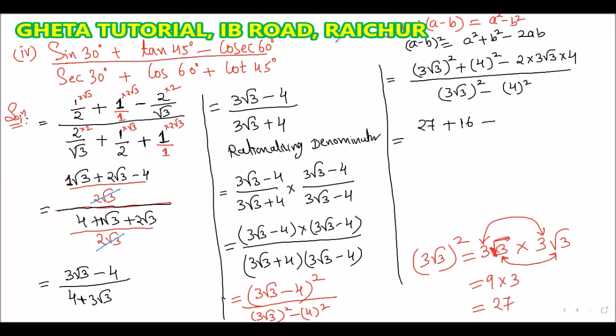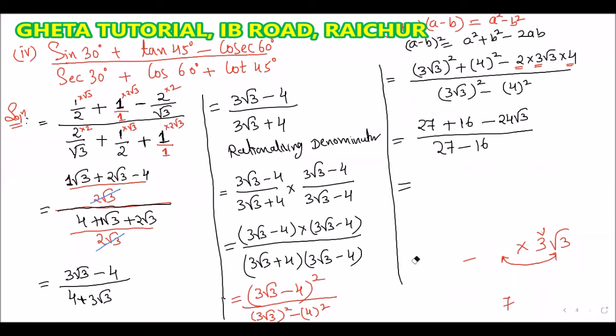Now here you have to multiply 2, 3 and 4. 2 times 3 is 6, 6 times 4 is 24. Root 3 as it is, divided by 3 root 3 whole square again, which is 27, minus 4 square is 16. Now we have 27 plus 16. What is the value of 27 plus 16? 43.